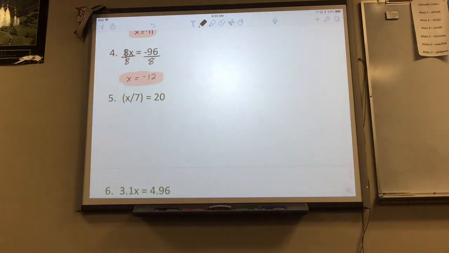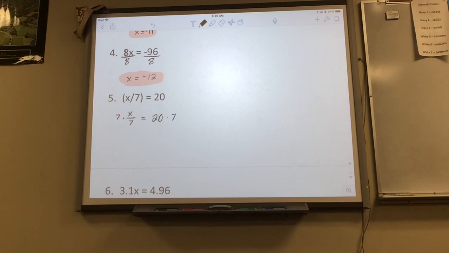Okay, the next one, there are 2 ways that you can do it. Somebody want to tell me one way that you can do this? You can do 7 over 1 and do the reciprocal. Okay, so you can do the reciprocal like we did on one slide ago. The other way is think about what's happening to x. X is being divided by 7, so we can take both sides and multiply it by 7.